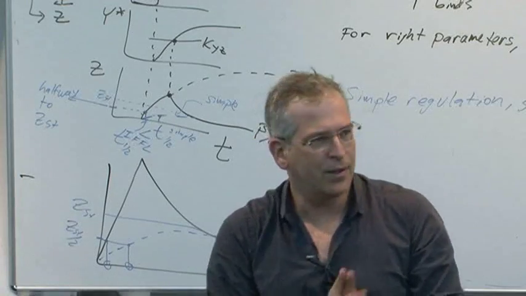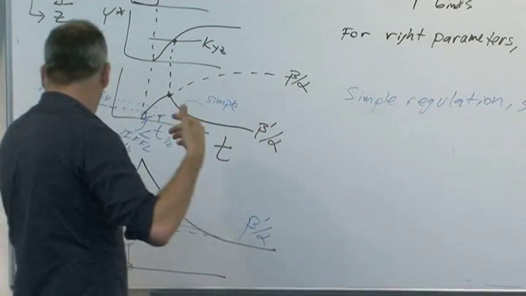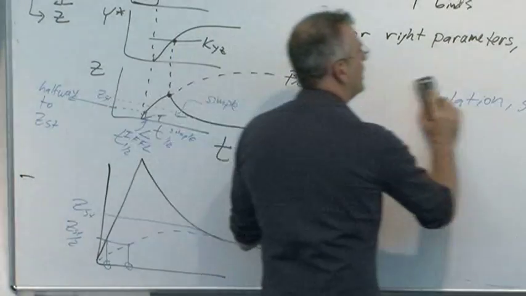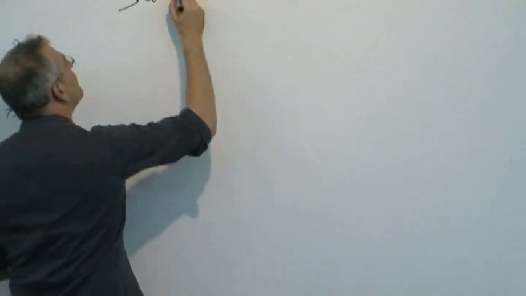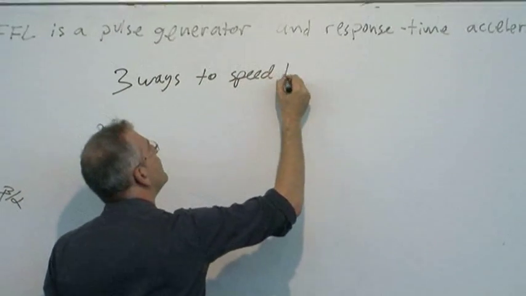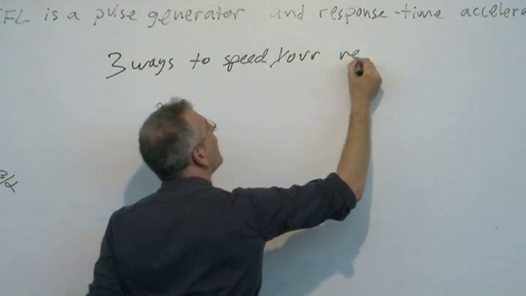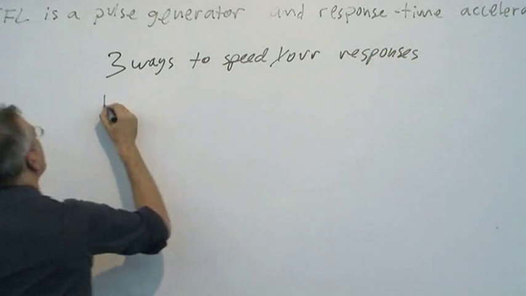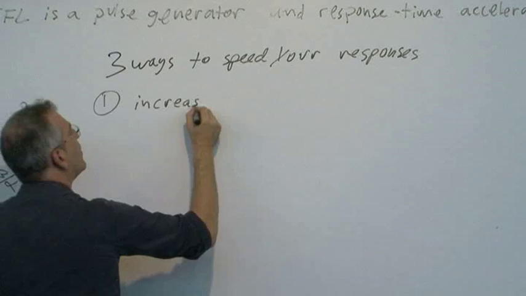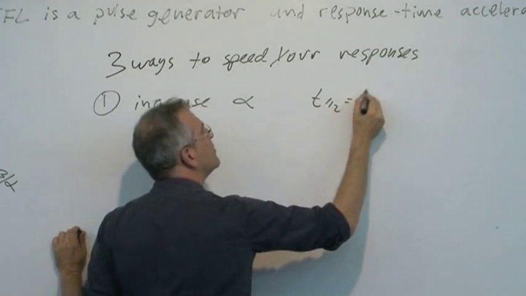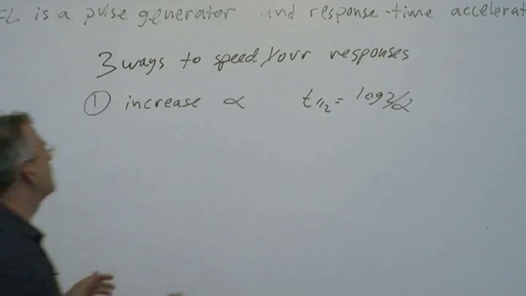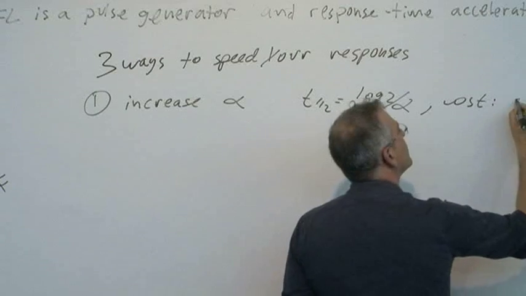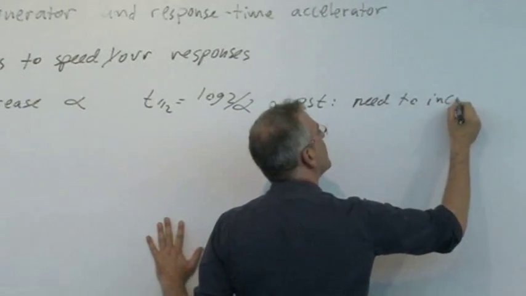And what's the advantage? Let me do a huge meta review, a super review for all the 3 lectures that we've done so far, by noticing that we now have learned about 3 ways to speed your responses. Way number 1 is to increase alpha in simple regulation, increase removal. It has this cost: you also need to increase production.